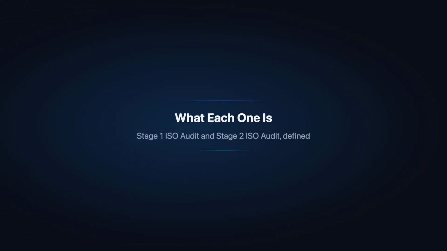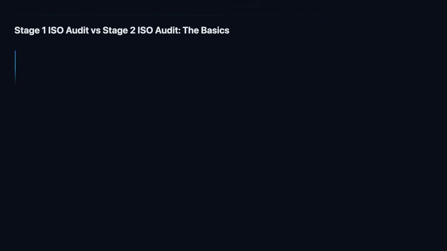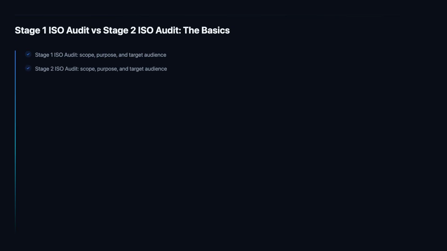Let us start with quick, precise definitions of each. Here is each one defined in plain language, plus where they overlap and diverge. Stage 1 ISO Audit addresses a specific scope and audience. Knowing what it covers and what it does not is the first step in any meaningful comparison. Stage 2 ISO Audit sits in an adjacent space. It overlaps with Stage 1 ISO Audit in some places and stands apart in others. We map both sides cleanly.